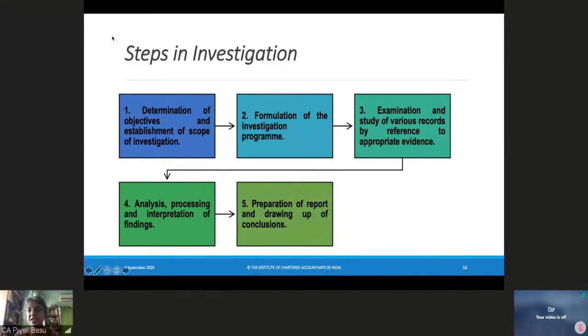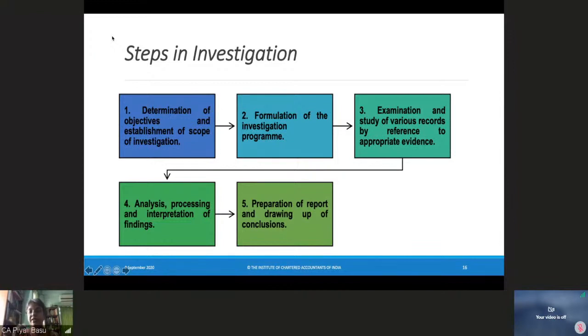What we have to do next is formulation of the investigation program. As I said, we may not always be an expert. Whether we need some other expert to be part of our team, that's what a program needs to address. You just got an assignment, you accept it and start doing the work? It doesn't work like that. We have to plan it, like any audit that we were discussing so long. We need to make a plan here also.